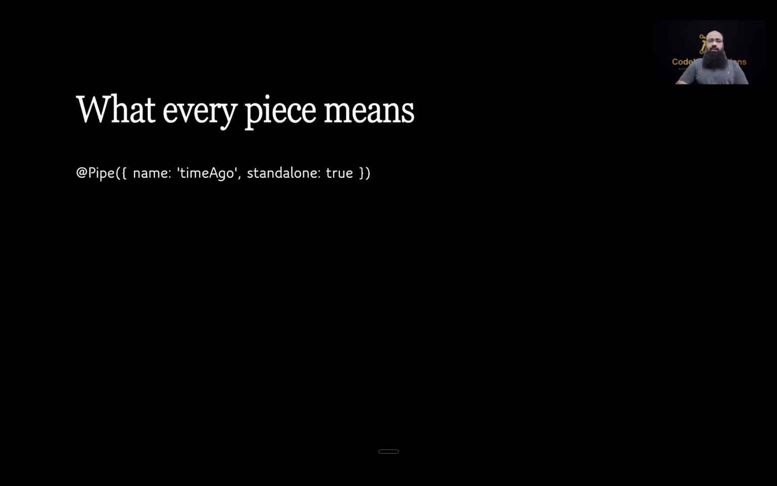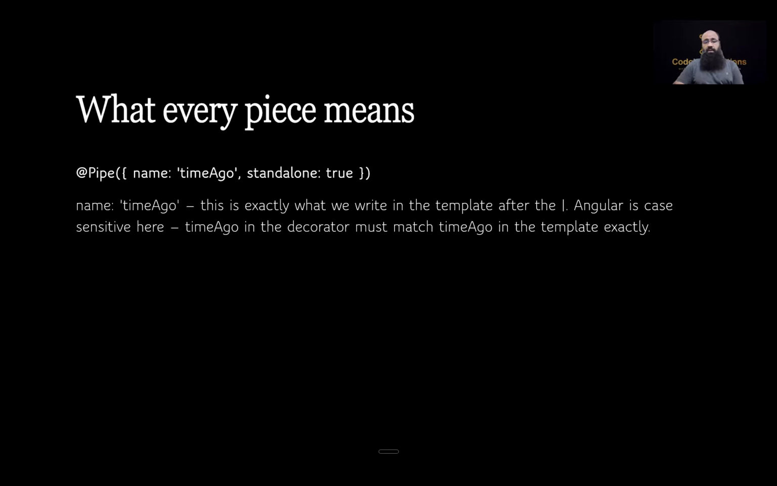So what does every piece mean? The @Pipe decorator is used with a name, like TimeAgo is the custom pipe name, and standalone is true over here. What does it mean? The name TimeAgo is exactly what we write in the template after the pipe. And as Angular is case sensitive, we should be aware of using the proper casing. If it's camel case like timeAgo, we should use it the same way within the template. Otherwise, it's not going to work.